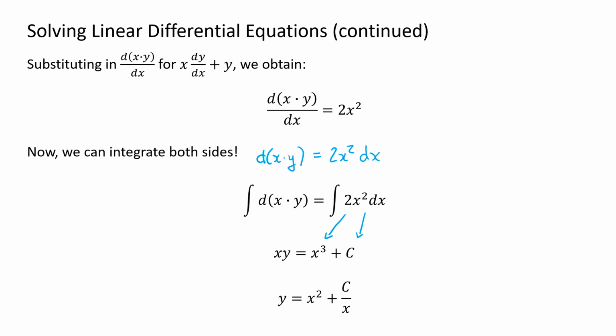So now, if you want to solve for the initial function y, we just divide both sides by x, right? So we end up with y by itself here. And if we do that, okay, these x's cancel, this x becomes x squared, and this last term becomes c over x. So we end up with our final solution of y equals x squared plus c divided by x, okay, because we don't know what that constant is.